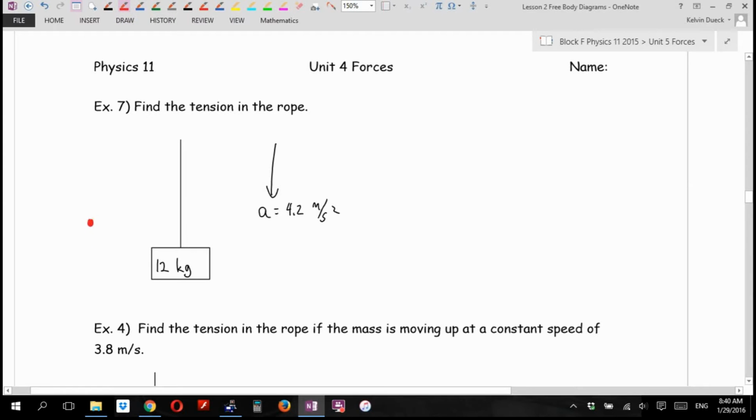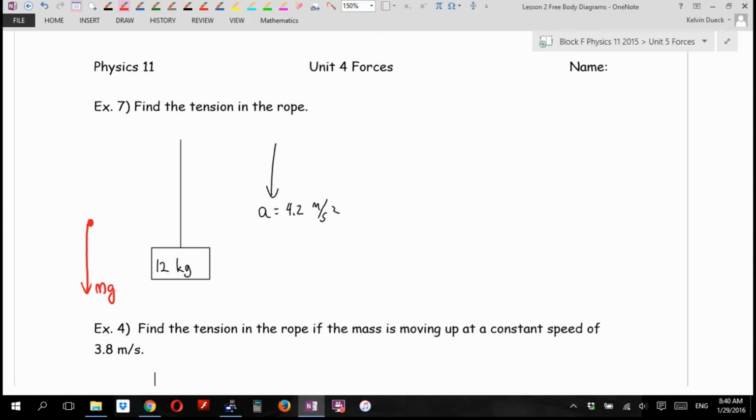I'm going to represent the mass with a dot. There it is. I'm just imagining it by itself. What are the forces acting on this mass? Get the obvious one. Which way is this mass accelerating? Is it in free fall? And I'm going to say no.